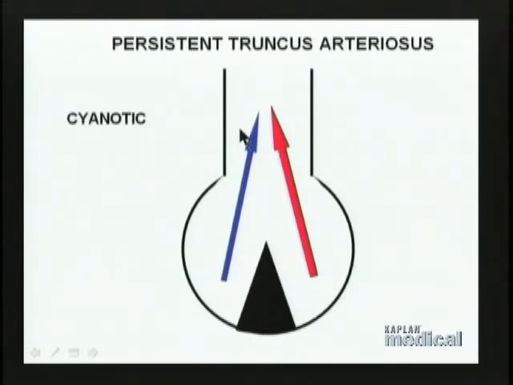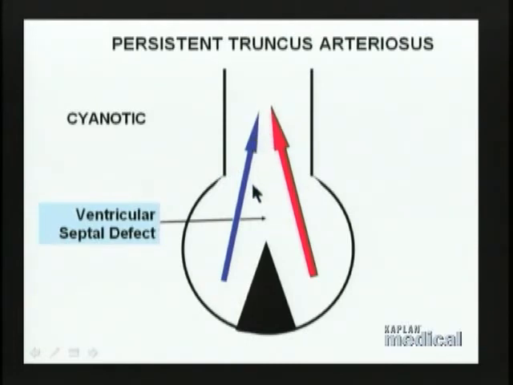Now, the other thing we can see is that when you have a persistent truncus arteriosus, you will always have a ventricular septal defect coexisting with it, because the aorticopulmonary septum should be the source of the membranous portion of the ventricular septum. So if you don't have an aorticopulmonary septum, you won't have a membranous ventricular septum, so therefore you'll have an incomplete ventricular septum. Only the muscular part will be there. So there is always a ventricular septal defect when you have persistent truncus arteriosus.